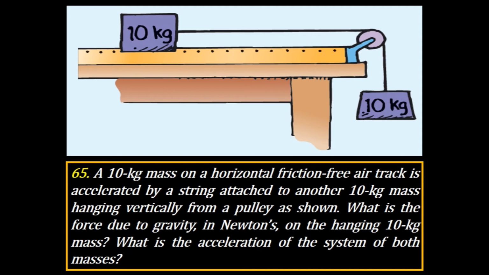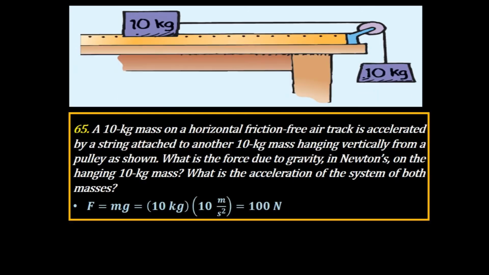What is the force due to gravity in newtons on the 10 kilogram mass that's hanging off the table? It is going to be 100 newtons, but the mass of the system is going to be 20 kilograms. The mass of the system is 20 kilograms, so it'll be 100 divided by 20, which will be 5. That will be the acceleration once the system gets going, and there's no friction, obviously.